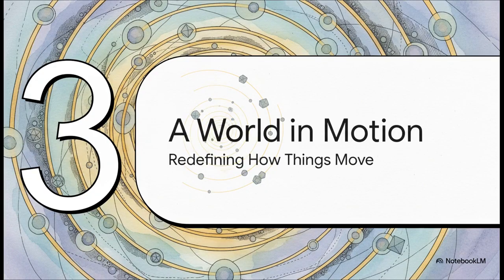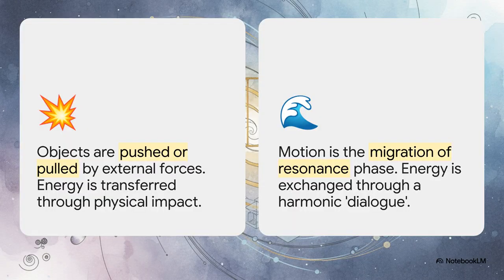Okay, so we've built the stage. We have the crystal lattice of reality. Now we need our actors to start moving around on it. And this is where UHS just completely flips the script on what we think motion even is. Now, the classical view of motion is kind of like playing pool, right? A cue ball hits another ball, force is transferred, the second ball moves. Simple. But the UHS view is totally different.